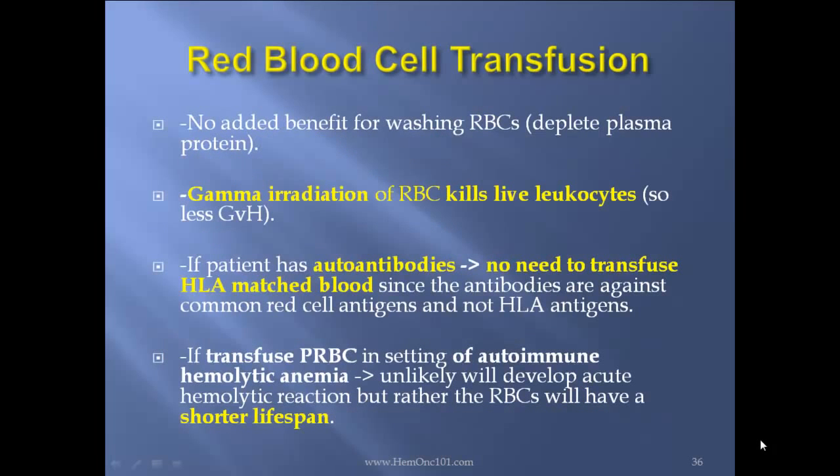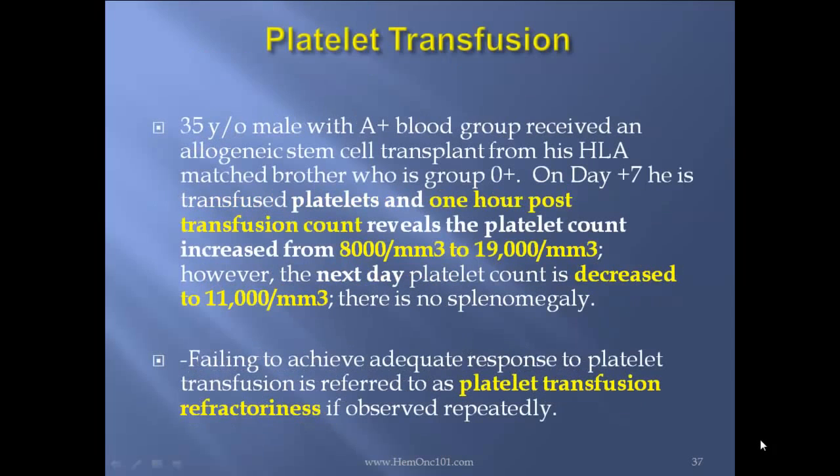There's no added benefit for washing RBCs, because it depletes plasma proteins only. Gamma radiation of RBCs kills live leukocytes, so less graft-versus-host disease. If the patient has an autoantibody, there's no need to transfuse HLA-matched blood, since the antibodies are against common red cell antigens and not HLA antigens. If transfused RBCs in the setting of autoimmune hemolytic anemia, you are unlikely to develop an acute hemolytic reaction, but rather the RBCs will have a shorter lifespan.